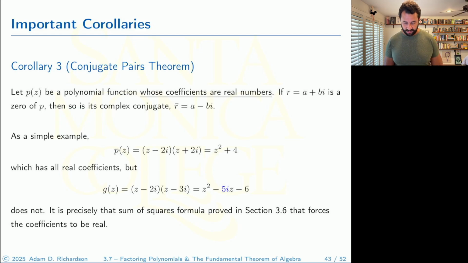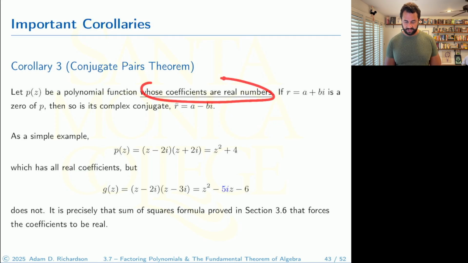Now, compare that to this polynomial down here, g of z. Here, I've got it written in factored form. If I multiply it out, I get this. Now, in this situation, that coefficient is imaginary. So if there are imaginary coefficients, then this corollary may fail. All right, it may fail. The reason for that is the sum of squares formula. It's the sum of squares formula that is causing those imaginary parts to disappear.